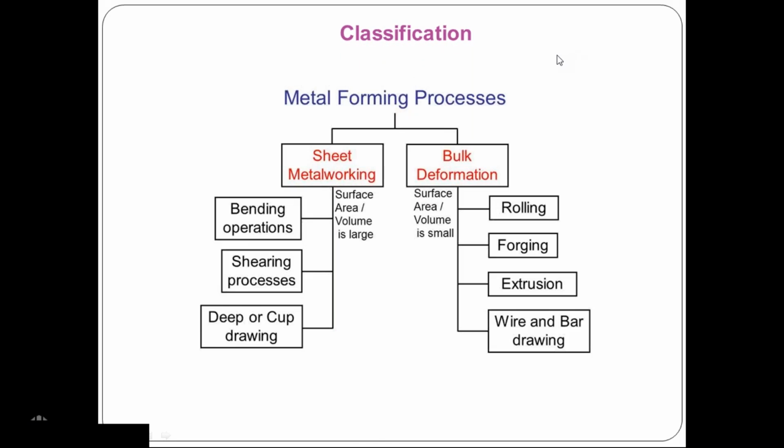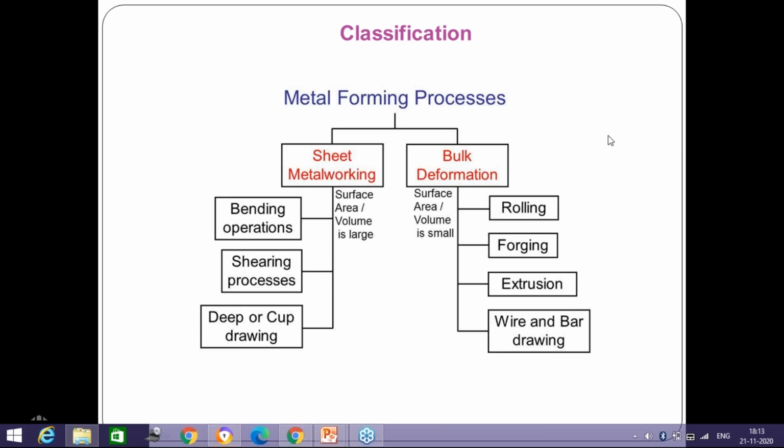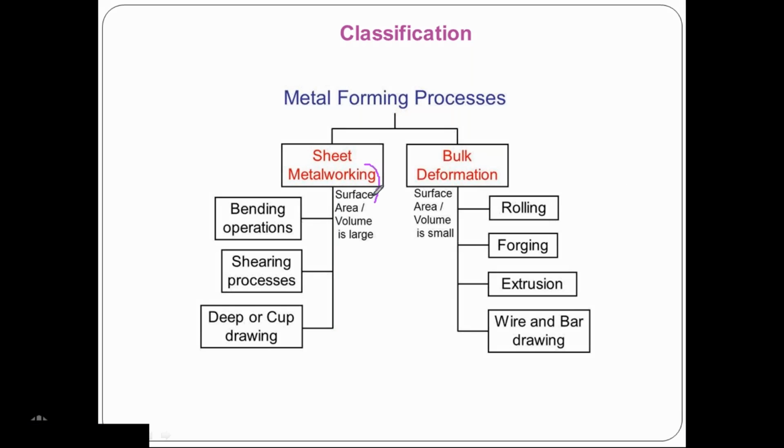First of all, we will see the classification of forming. Metal forming processes are basically divided into two categories. The first one is sheet metal working. As the name indicates, if the surface area or volume is large, then you will identify that process as sheet metal working. And if the surface area or volume is small, then you can say that there is bulk deformation. Sheet metal working includes bending operation, shearing operation, deep or cup drawing, while bulk deformation includes rolling, forging, extrusion, and wire and bar drawing.